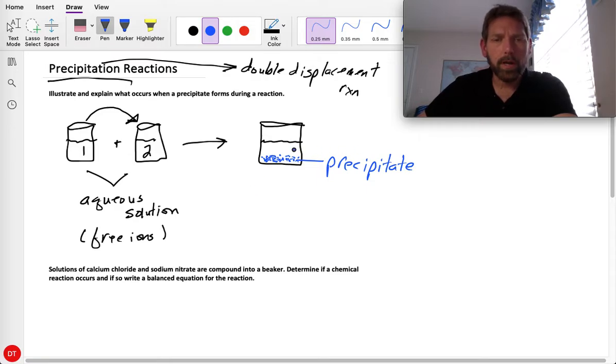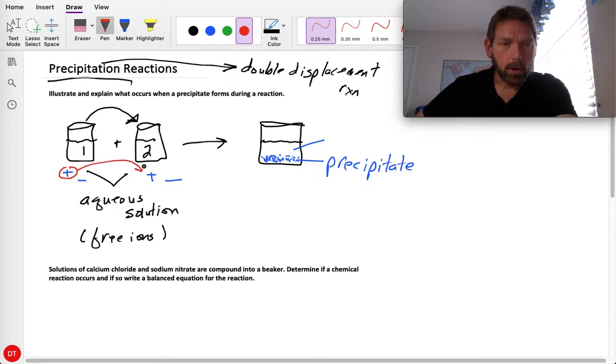So you have these two solutions. You have cations and anions in this solution, and cations and anions in this solution. And remember, we've said that the cations swap. They tend to displace and replace each other.